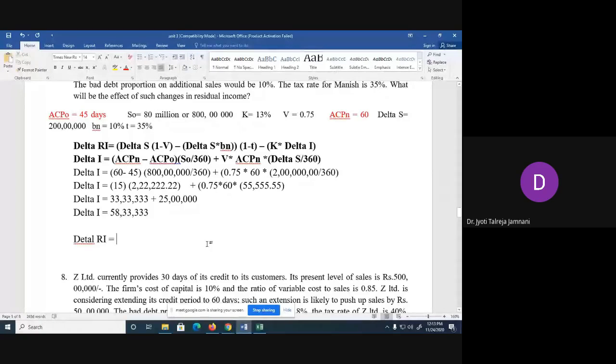Delta RI, the formula is here, it's given. So it is delta S, that means the change in sales value, that is 200 lakh.